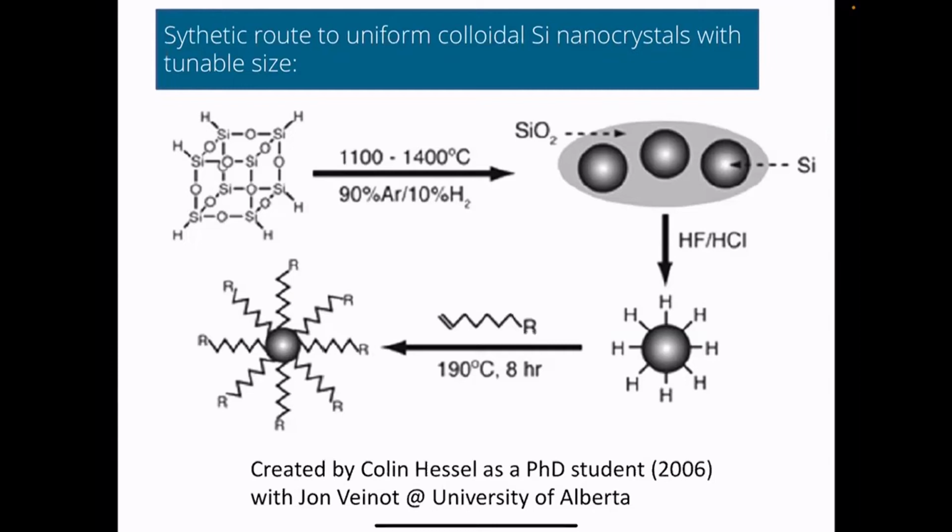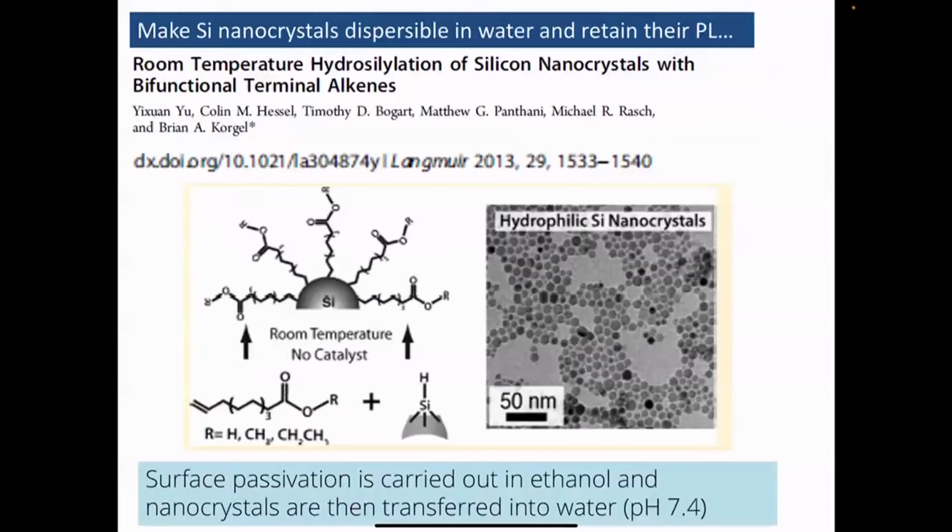For silicon, one way of making silicon quantum dots is to take this molecule, hydrogen silsesquioxane, and heat it up in a furnace above 1100 C. You get silicon and oxygen disproportionation, so you crystallize silicon quantum dots in an SiO2 matrix. You etch the SiO2 matrix away, liberate hydrogen terminated silicon, and then you can passivate those nanocrystals.